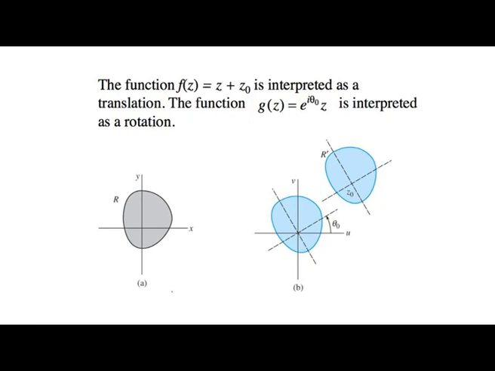The function f of z is equal to z plus z naught is interpreted as translation, and the basic transformation rotation is given by g of z is equal to e raised to i theta naught into z, or else I can write it as g of z is equal to some constant c into z, where c is a complex number. So, z plus z naught gives you translation and g of z is equal to c into z gives you rotation.